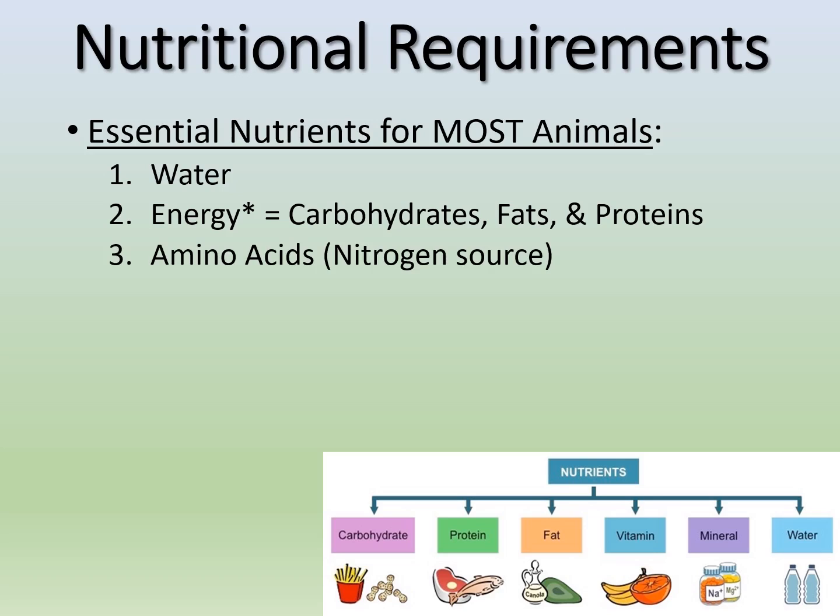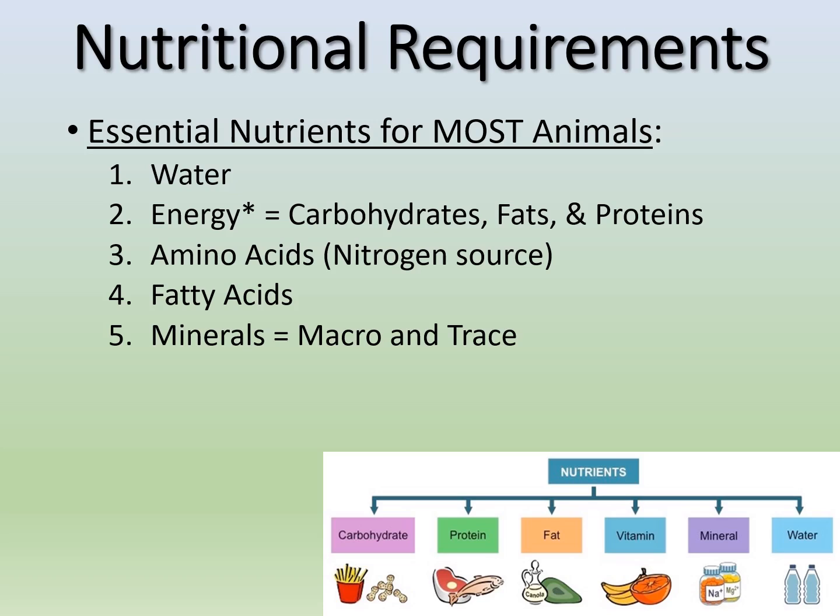Now, what are the other essential nutrients? We need amino acids. Proteins are made up of amino acids, and amino acids are our nitrogen source. So we need a source of nitrogen, and that's going to be those amino acids. We're going to have some essential amino acids. We're going to have some essential fatty acids, right? Fats, lipids are made up of fatty acids, so we'll talk all about that as well.